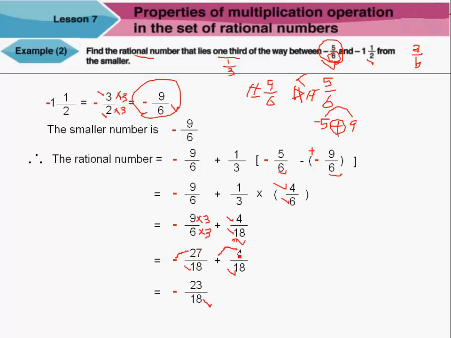Two numbers with different signs. So we have subtraction. 27 minus 4 is 23, and 27 is bigger than 4. We take its sign, which is minus. The required rational number is minus 23 over 18.